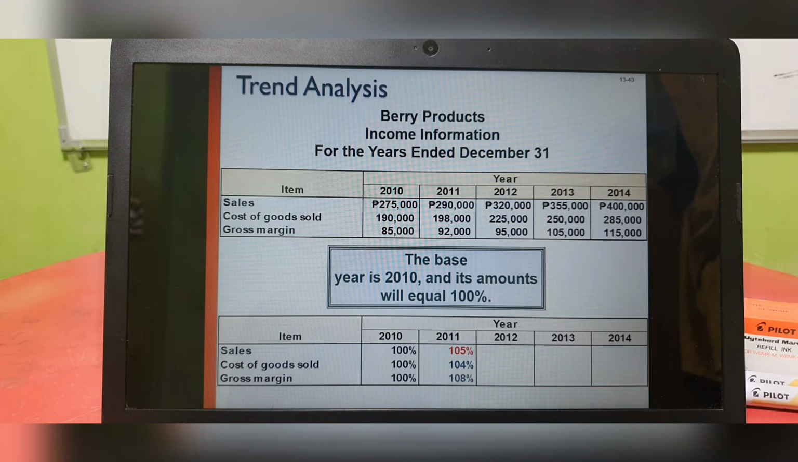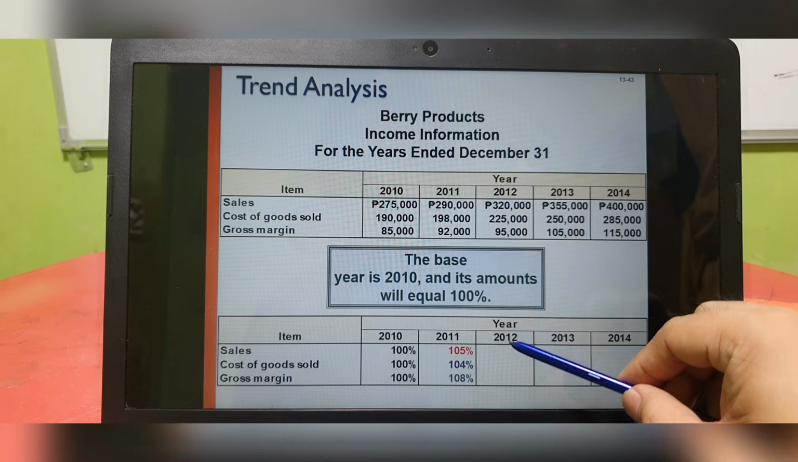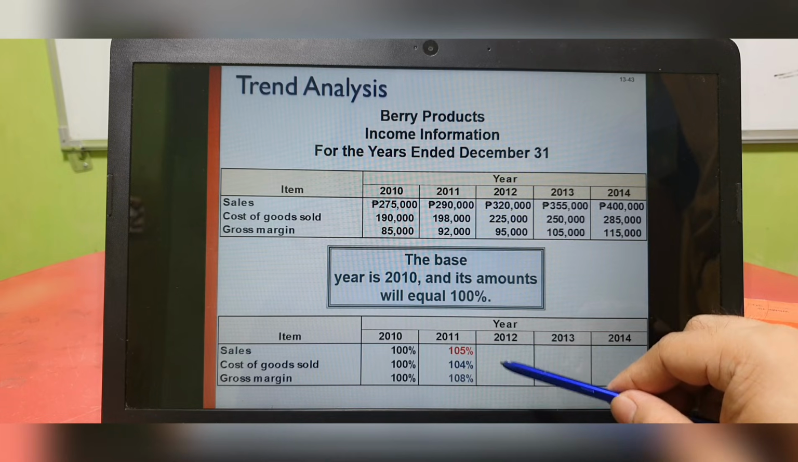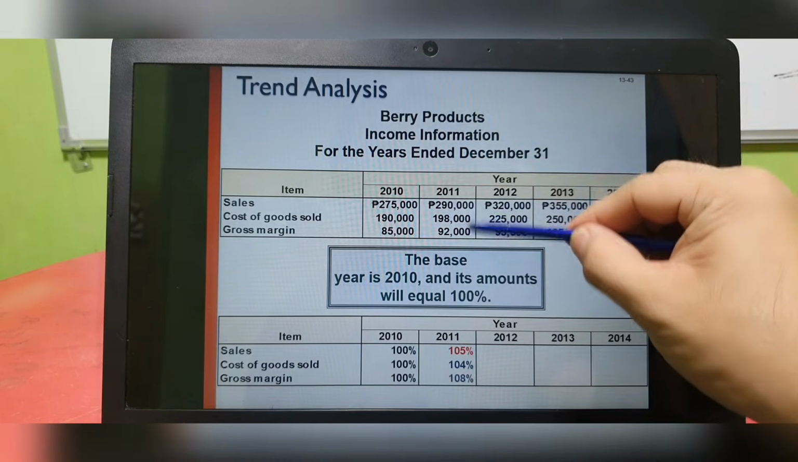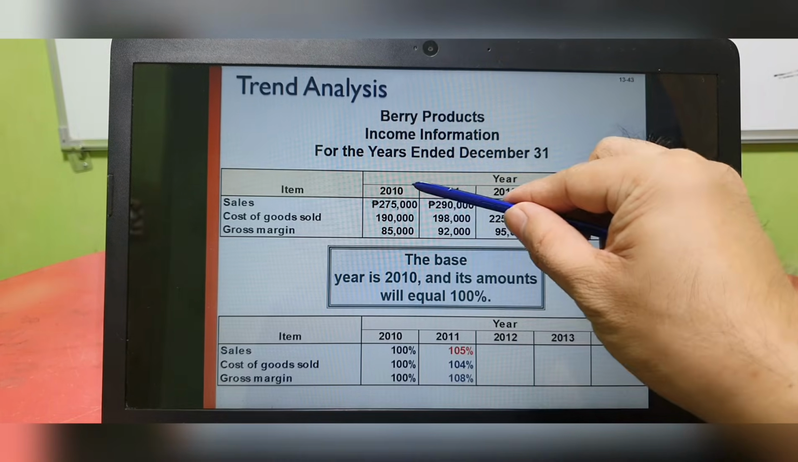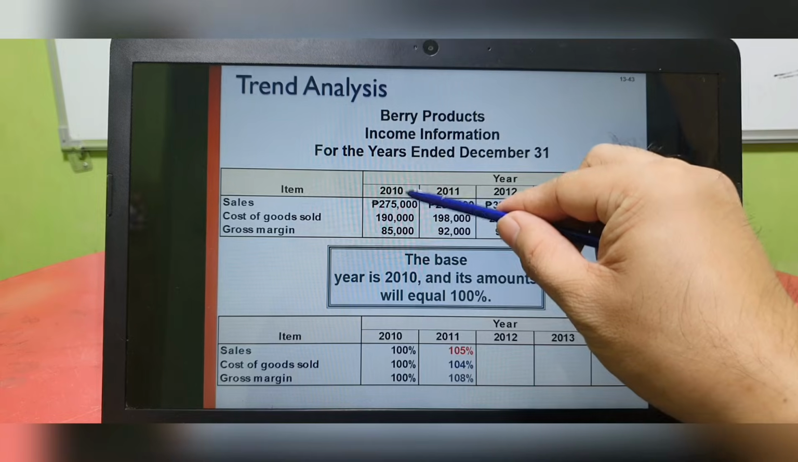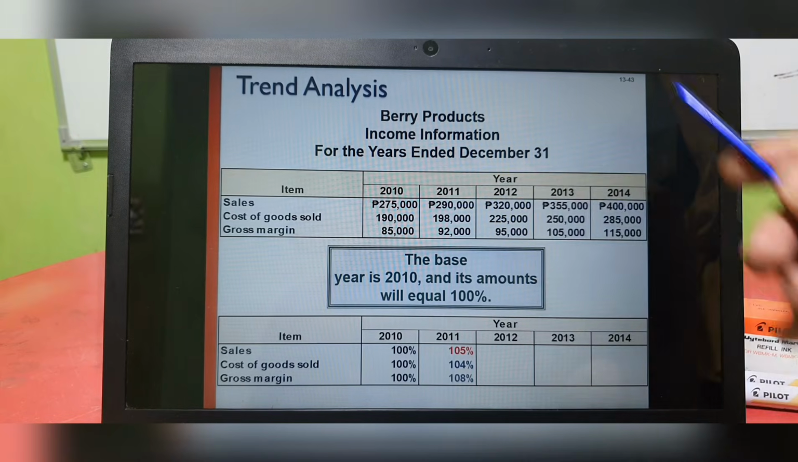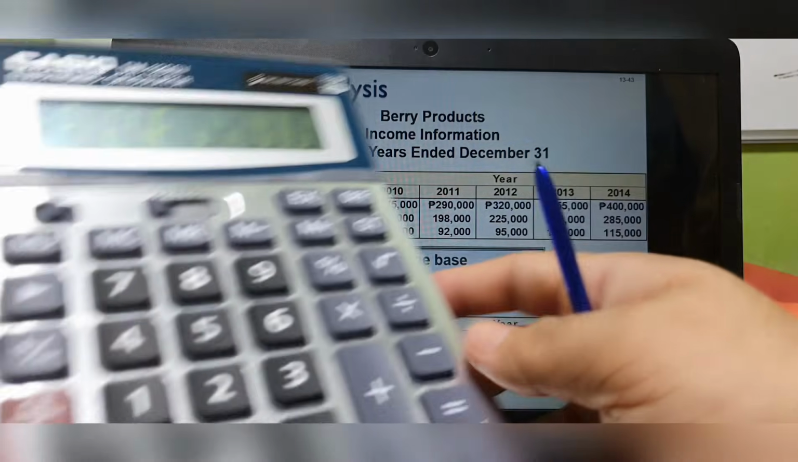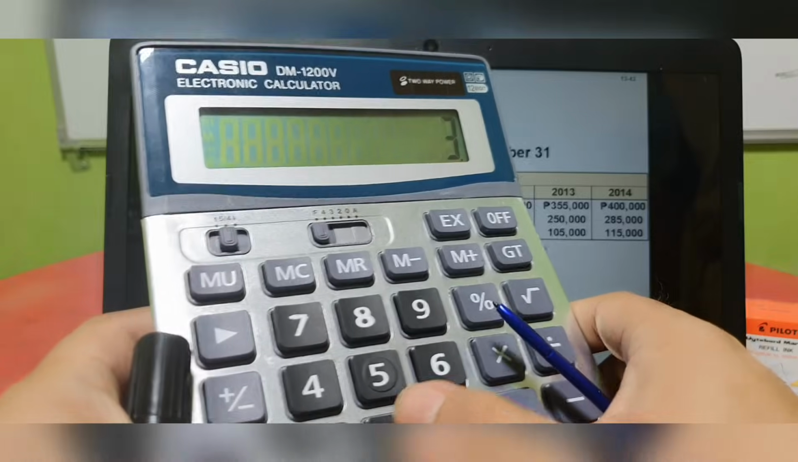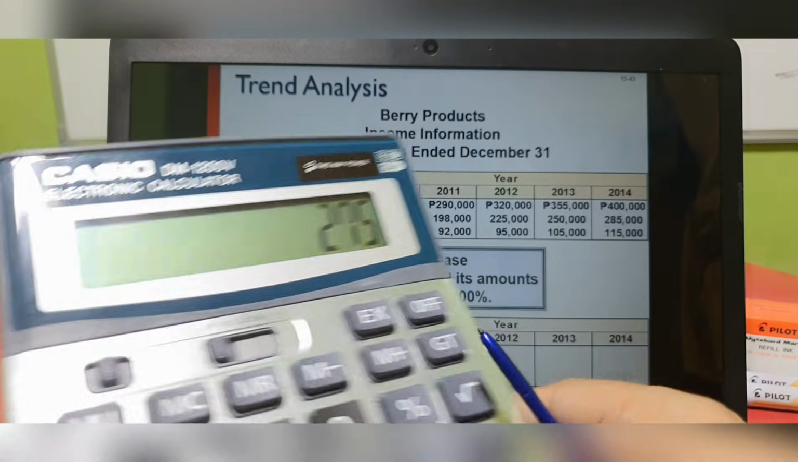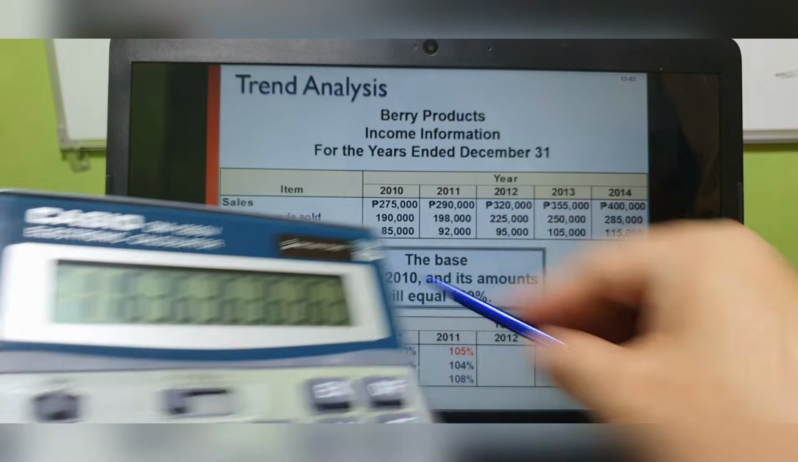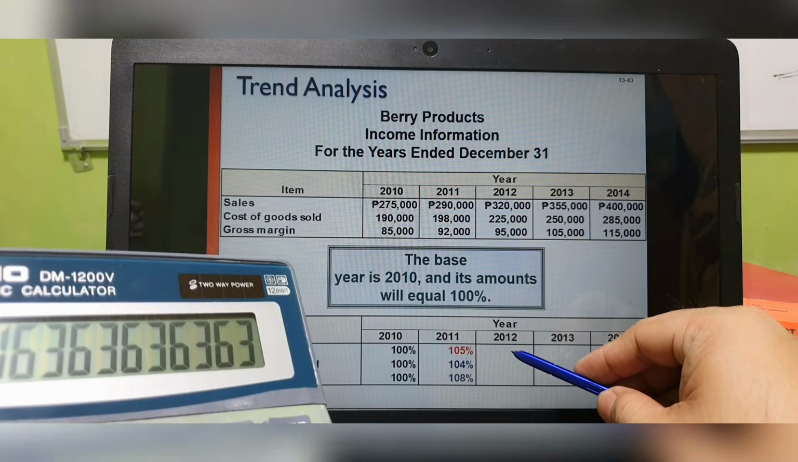Okay, if we continue, for 2012, how to compute for the trend percentage? So, that would be 320 divided by 275. Hindi 2011. It is always the base year na point of reference natin. So, for 2012, for example, check natin. 320,000 divided by 275,000. So, ang dapat na lalabas dito ay 116,000.